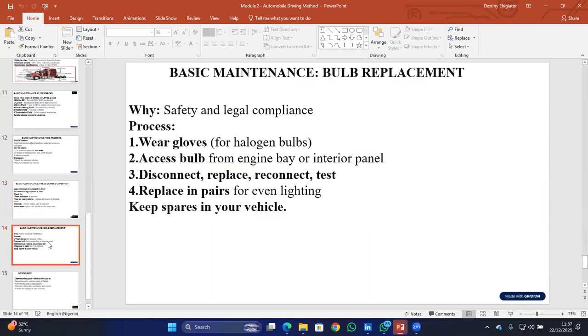Now, lastly, let's look at basic maintenance for bulb replacement. Why? Safety and legal compliance. The process is that you should wear gloves for halogen bulbs, access the bulbs from the engine bay or interior panel, disconnect, replace, reconnect, test, and replace in pairs for even lighting. Keep spares in your vehicle at all times.